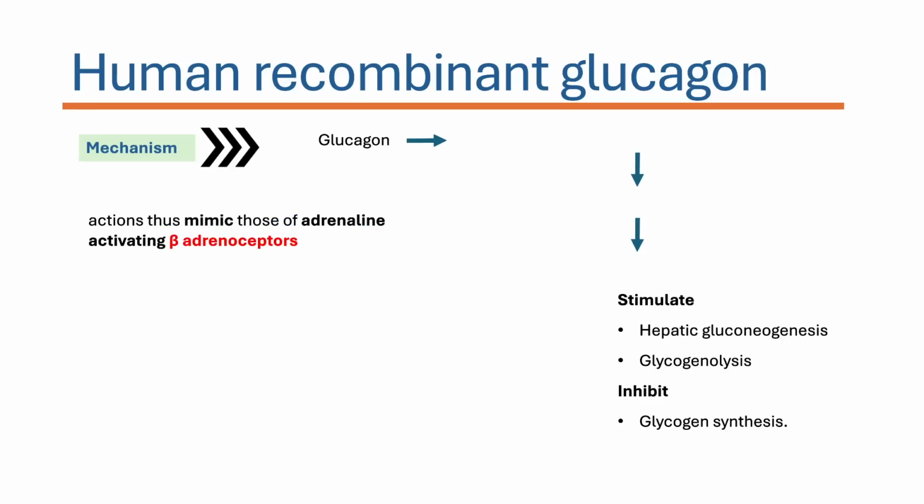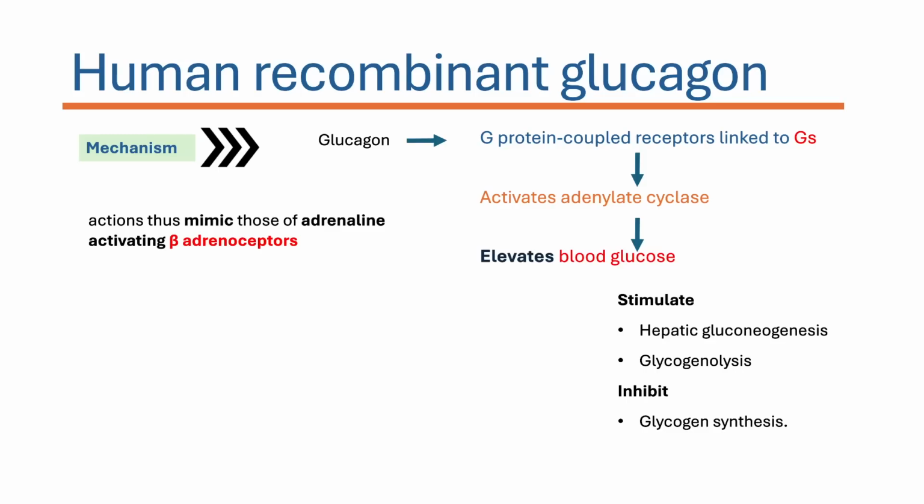How do they do this? Coming to the mechanism of action, glucagon stimulates the G protein coupled receptor which is linked to the Gs type and activates adenylate cyclase, which will elevate the blood glucose levels. How does it do this? The activation of adenylate cyclase will stimulate hepatic gluconeogenesis. It stimulates glycogenolysis, the breakdown of glycogen, and inhibits glycogen synthesis. And also the action of glucagon mimics the action produced by adrenaline, which activates the beta adrenoreceptors.